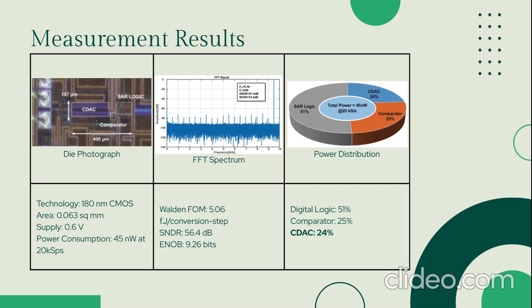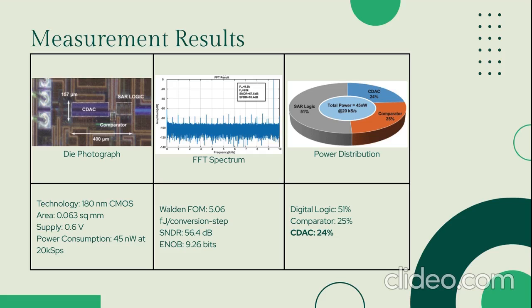The power consumption is 45 nanowatts with a Walden figure of merit calculated to be just 5.06 femtojoules per conversion step, which is state of the art for 180 nanometer technology. The signal to noise and distortion ratio is 56.4 decibels, hence the effective number of bits is 9.26 bits, which is very good for such a low power device. Also, looking at the distribution of power consumption, the effect is clearly noticeable.